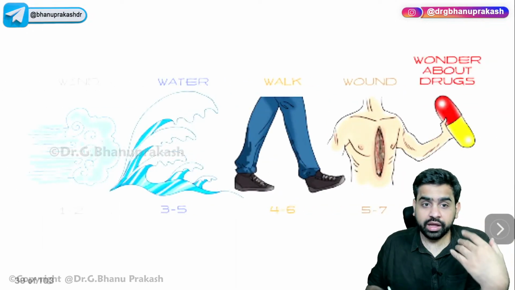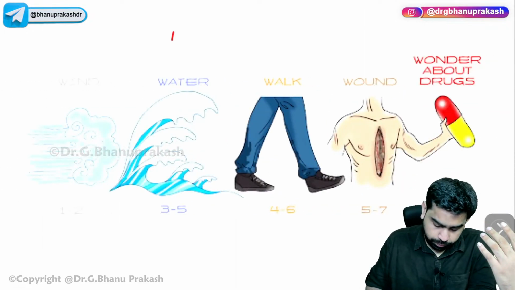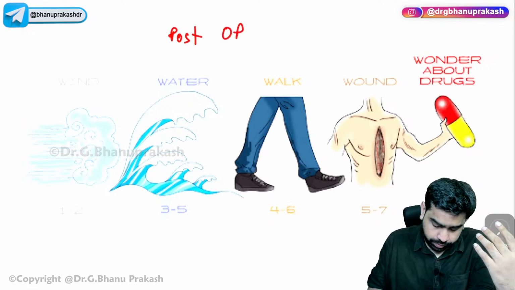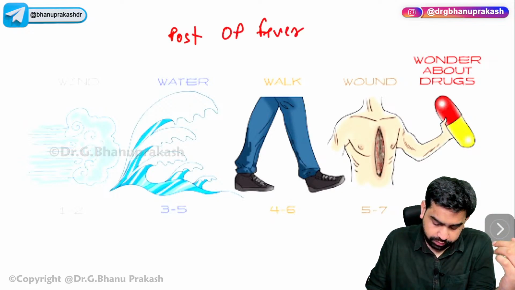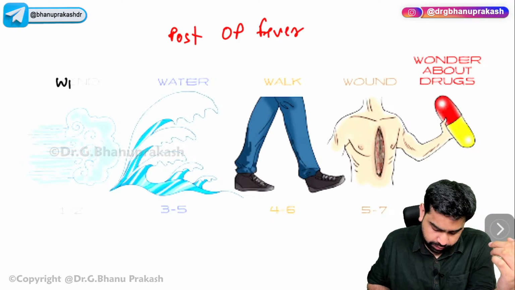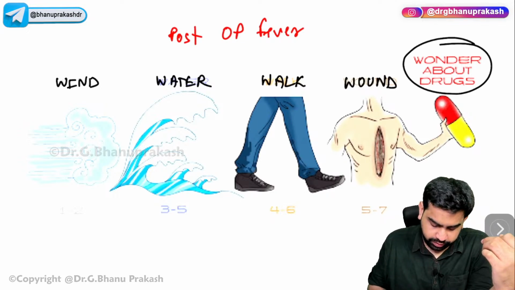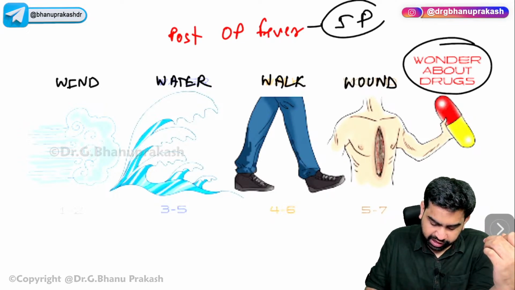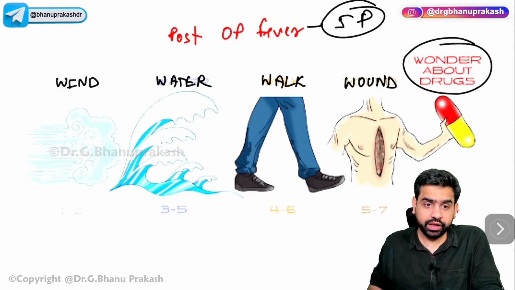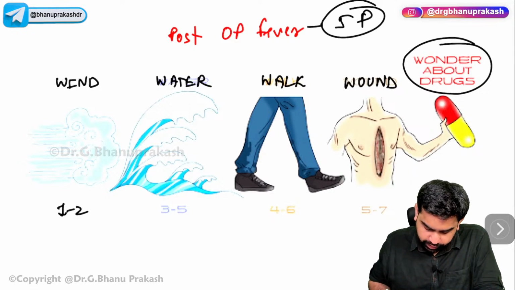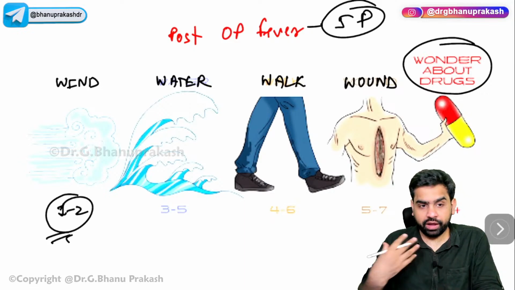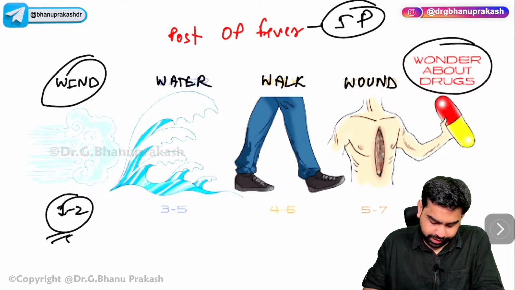What you need to understand are the causes of post-op fever. I guess this is not very clear to you guys, but we have wind, then water, then walking, then wound, and then wonder drugs. So this is basically divided into 5 W's. What do you understand by wind? On post-operative day 1 to 2, you basically have basal atelectasis. Wind stands for atelectasis.